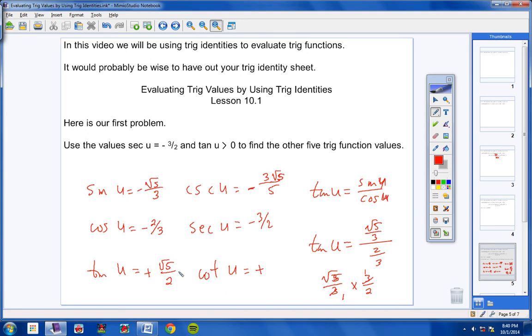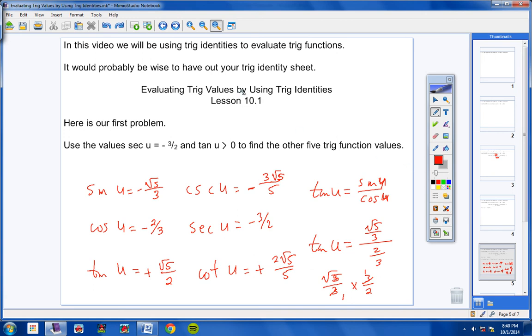Now take this and flip it, and you would get 2 over square root of 5, and of course if you rationalize the denominator, you'll get 2 square root of 5 over 5. There we go. We just knew one trig value. You say, no, Mr. Hart, you knew 2. I didn't know the trig value of tangent. I just knew what quadrant I was in. I didn't know anything else. And just from knowing that one trig value, and then using trig identities, I could quickly find the other 5 values.